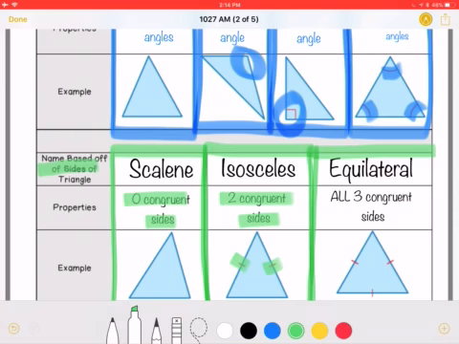And lastly, if all of the sides are congruent, all 3 sides of the triangle, we call that an equilateral triangle.